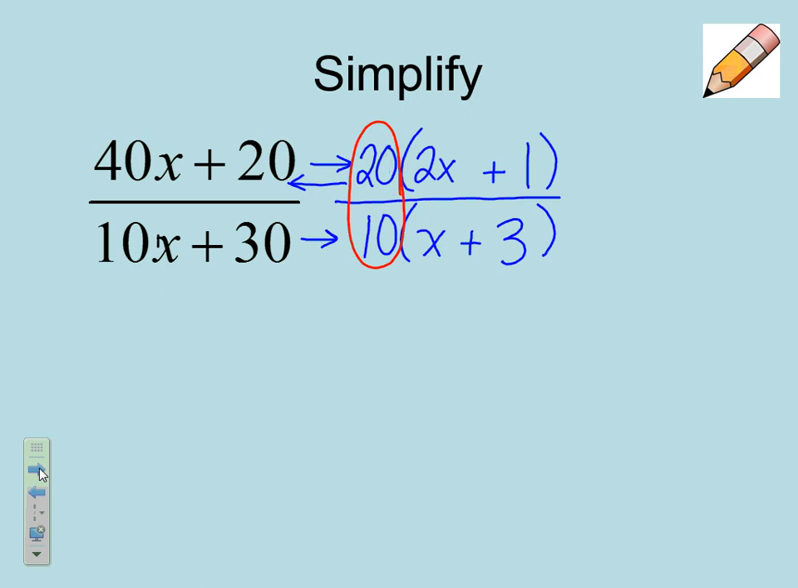Now I can take a look at that and say 20 over 10 is the same thing as 2 over 1, so it becomes 2. The 2x plus 1 has to stay together, and 1x plus 3 has to stay together. So that is the simplified version of that beginning initial rational expression. Okay, we have to factor it, and then we can work to simplify it.